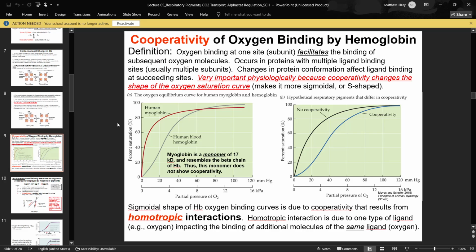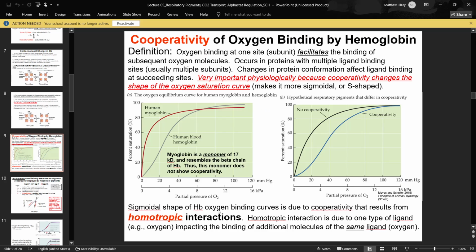So cooperativity of oxygen binding by hemoglobin. What is cooperativity? So basically when oxygen binds at one site, like I said, it facilitates the binding of the subsequent oxygen molecules. This occurs in proteins with multiple ligand binding sites, usually multiple subunits. And usually a conformational change affects the ligand binding at the succeeding sites. So, it's very important for physiology because cooperativity changes the shape of the oxygen curve. It makes it more sigmoidal or S-shaped. As you can see right here, kind of like this S shape.